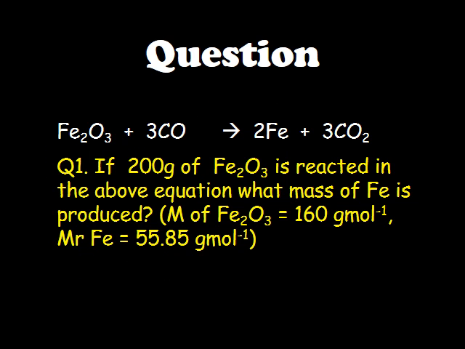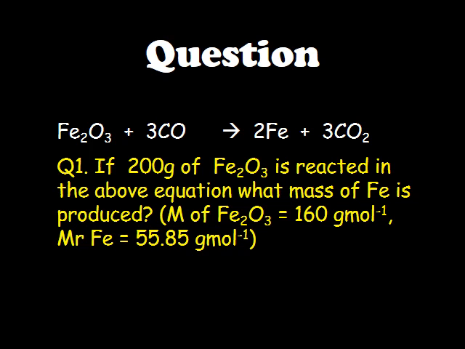Okay, so here's just a quick question to get you thinking again about stoichiometry. If 200 grams of iron oxide is reacted in the above equation, what mass of iron is going to be produced? And the information you require is that the molar mass of iron oxide is 160 grams per mole, and the molar mass of iron is going to be 55.85 grams per mole. So just pause the video now and see if you can work it out. And we'll go and look at the answer very soon.